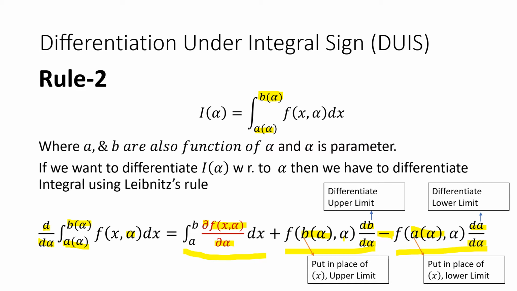Here if the lower and upper limits are constant, then obviously da by d alpha will be 0 and db by d alpha will be 0. Because of that you won't get the second and third terms, you will get only the first term, which is your Rule 1. So Rule 1 is nothing different from Rule 2, but obviously it is a simplification of Rule 2.